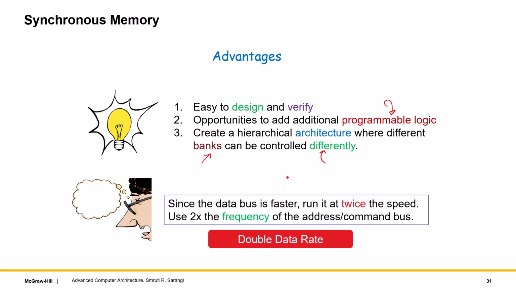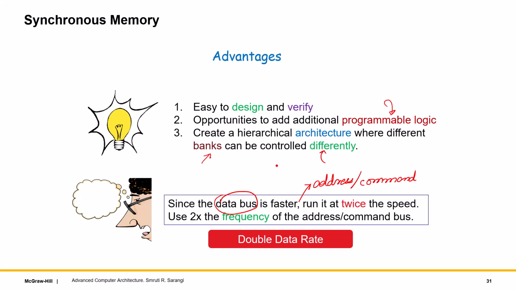Now, if you recall our earlier discussion, we had said that the data bus is fundamentally faster than the address command bus. The address slash command bus, which carries the row slash column ID and the commands that are sent, like read, write, etc., goes to all the arrays, but the data bus in a sense does not. It just goes to all the arrays in one row across the ranks.